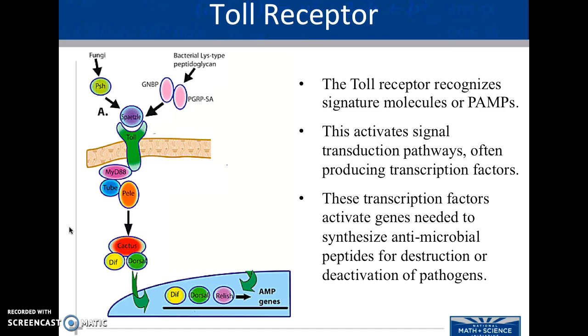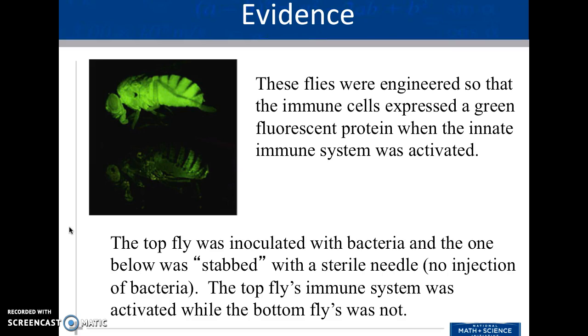And to make a protein, we know that we have to read through the DNA, make RNA, and create our proteins. When people started researching the evidence for how this happened, they looked at fruit flies that were engineered with a fluorescent protein, and they were stabbed with a sterile needle. They were also given bacteria, and they were able to track essentially what happened in the fly.